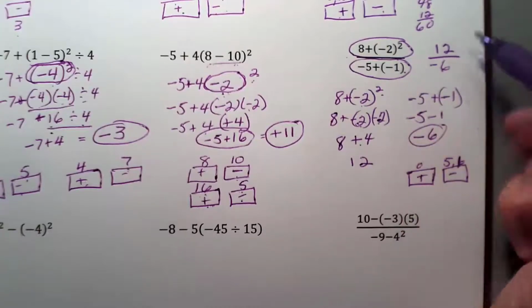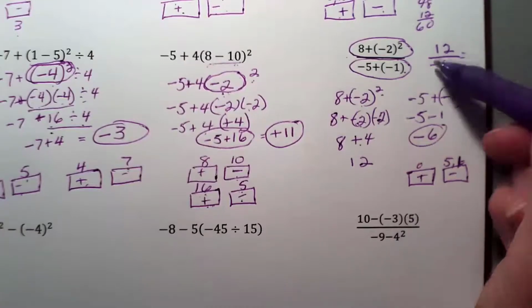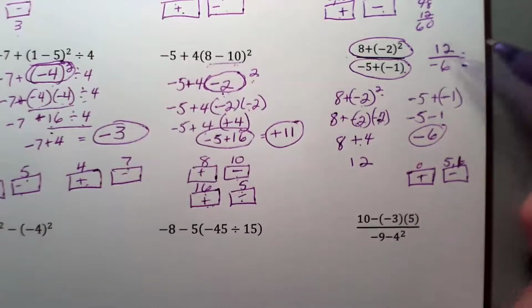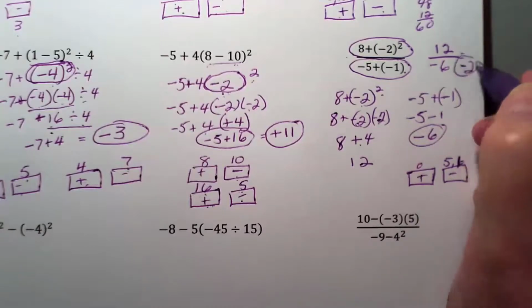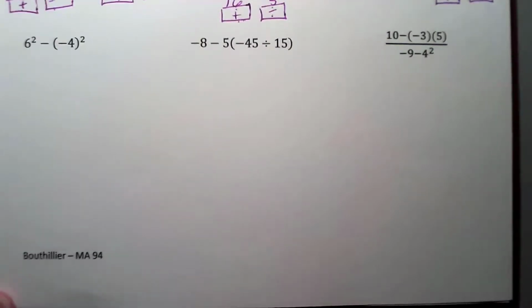So I have 12 divided by negative 6 is my final step. A positive divided by a negative, that means I have 1 negative sign, so my answer is negative. And 12 divided by 6 is 2, so my answer is negative 2. Okay, 3 more. I'm going to do these last 3.